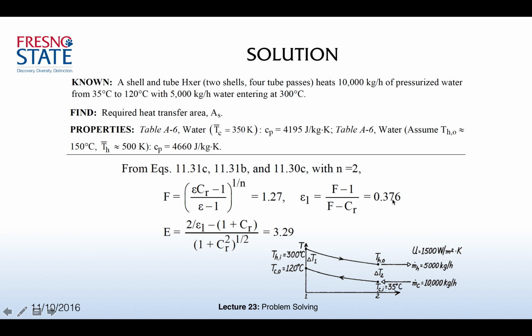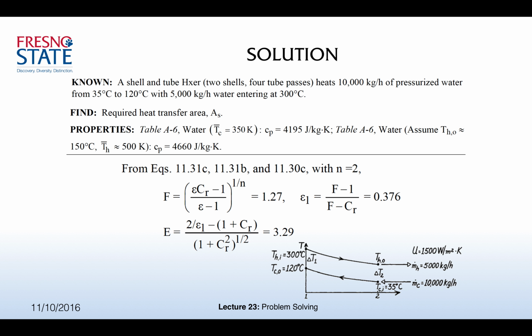0.3776. And you see that epsilon for the effectiveness for one shell pass is less than the effectiveness we calculated for the 2 shell passes of 0.577. Now we can use the corrected effectiveness to find the E, where E is calculated as 2 over epsilon 1 minus 1 plus CR divided by 1 plus CR squared to the power of half. And therefore, our E is going to be 3.29.